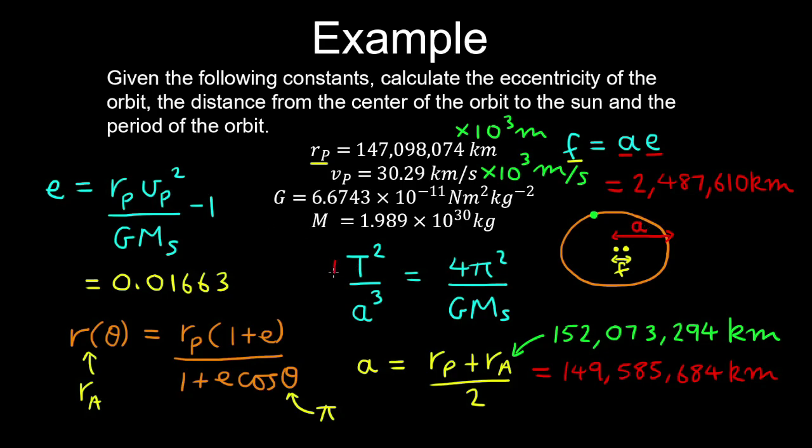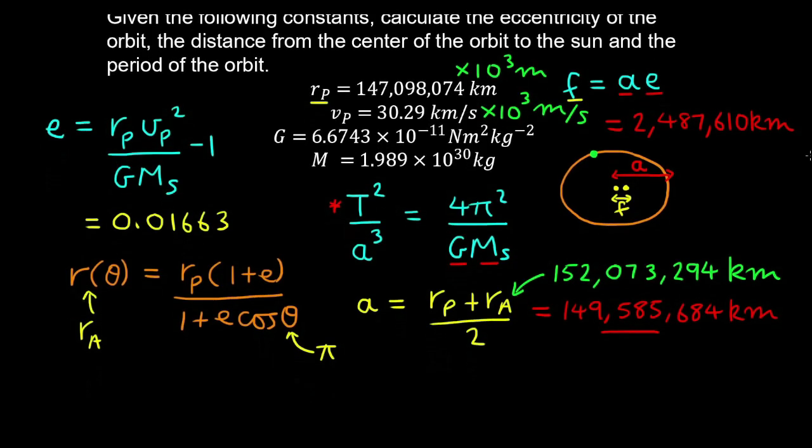And the period of the orbit, using this equation, can be obtained by substituting for A, the universal gravitational constant, and the mass of the Sun. And note that you need to convert A into meters to have consistent units. So that gives 31,549,658 seconds, which I'll let you convert to days as an exercise, which gives around 365.16 days.